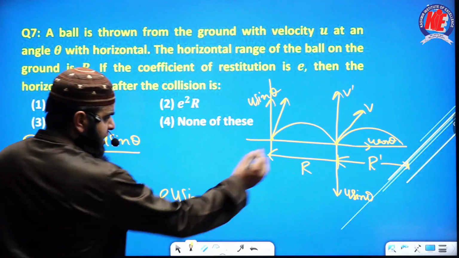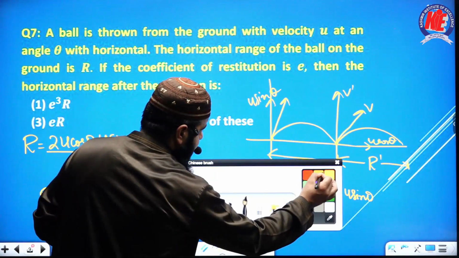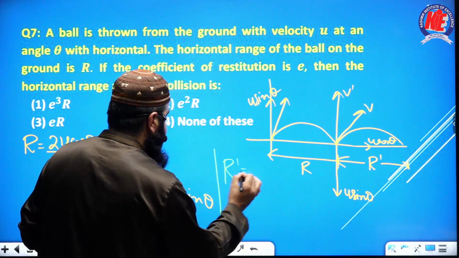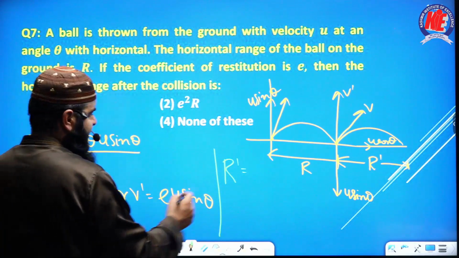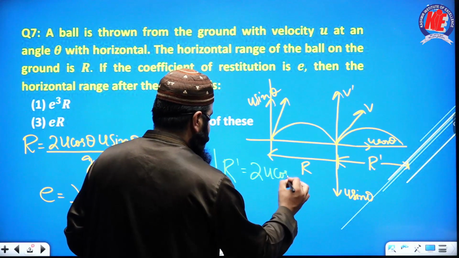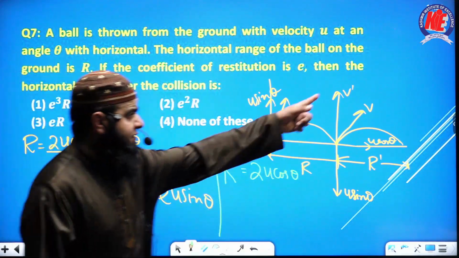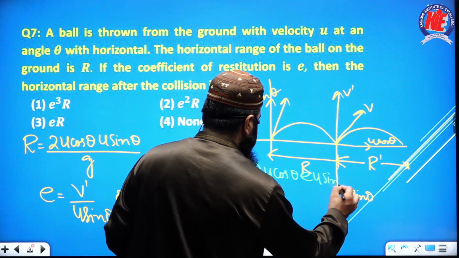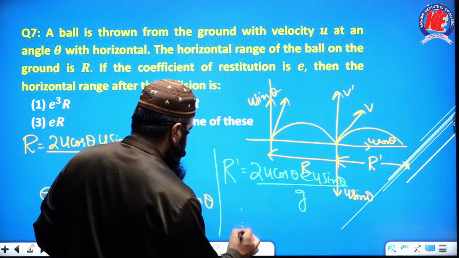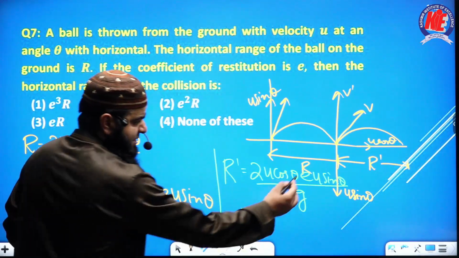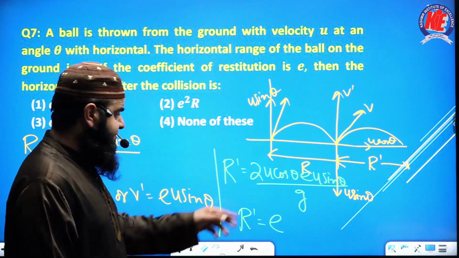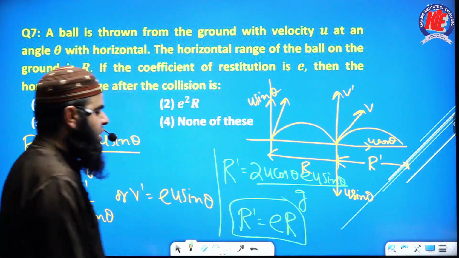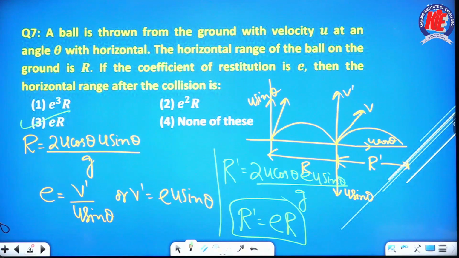Now come here, beta, the r dash which is our requirement, pay attention, r dash will be equal to the formula. The formula is 2 times u cos of theta. Now the u sin theta, which is my v dash, that's e times u sin of theta, divided by g. Or r dash will be equal to, come here, I would like to bring this e forward. What stuff are you left with? 2 times u cos theta, u sin theta upon g, that is your r. So this is going to be the relation. R dash will be equal to e times r is the right answer.